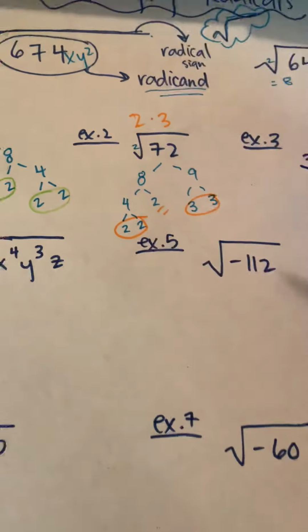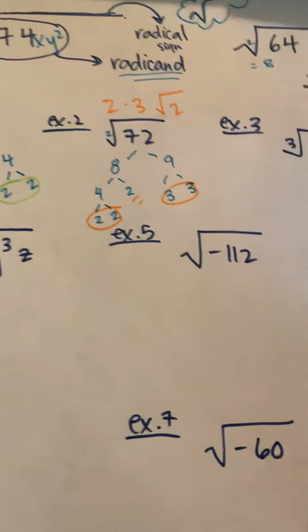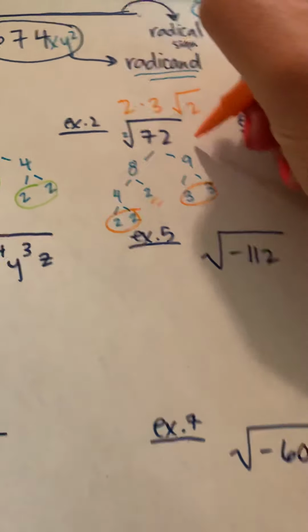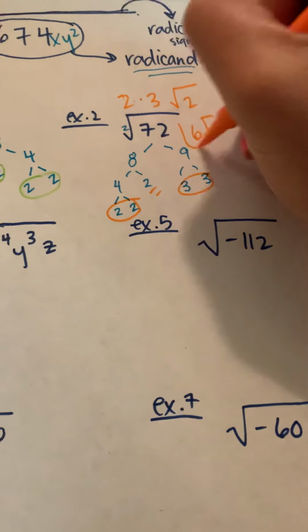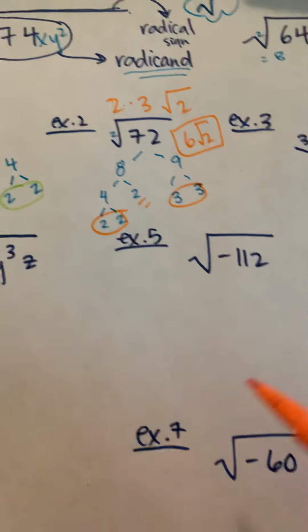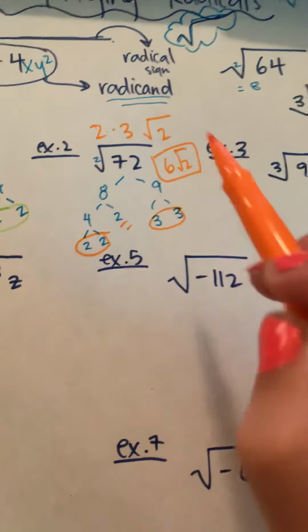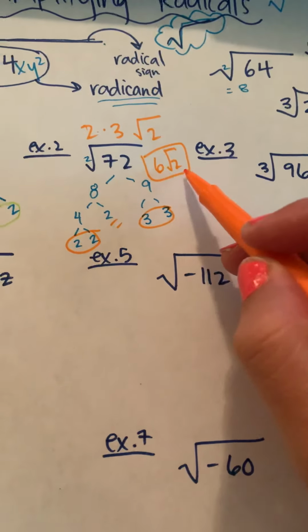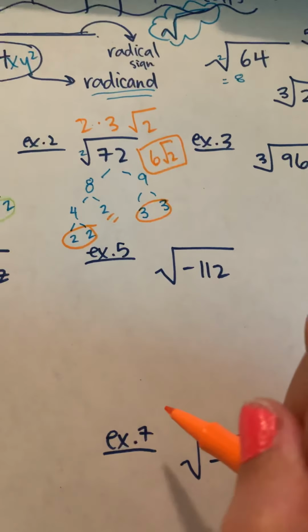The only thing that's left in is that 2. So he stays underneath the radical. 2 times 3, 6 root 2. That would be your final answer. And if I type in the calculator root 72 and I type in the calculator 6 root 2, these will be the same ugly decimal.